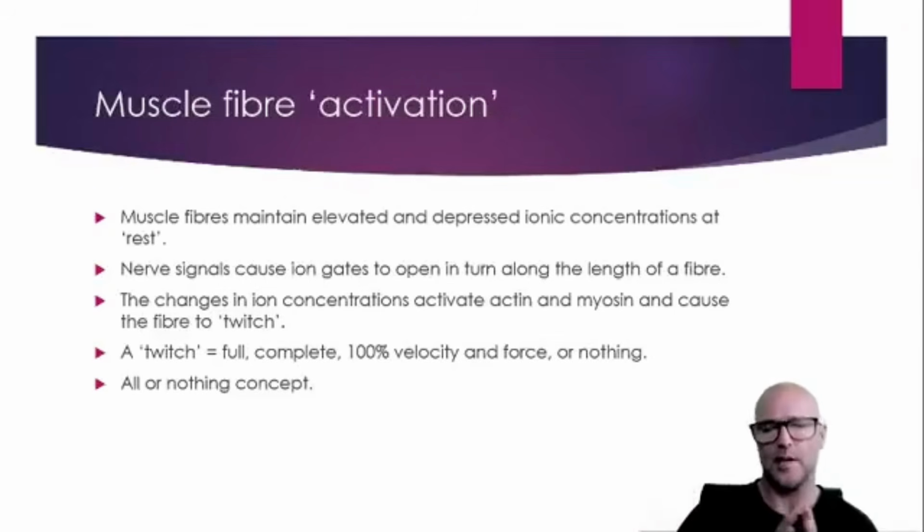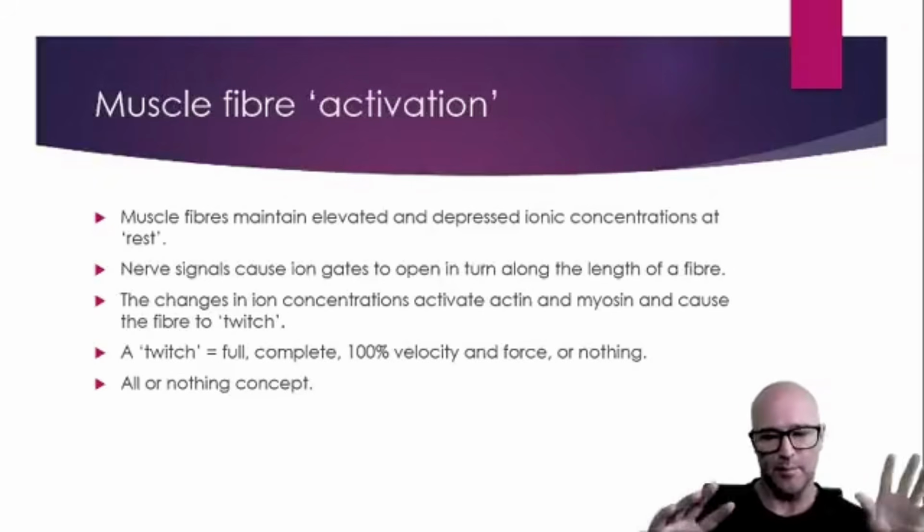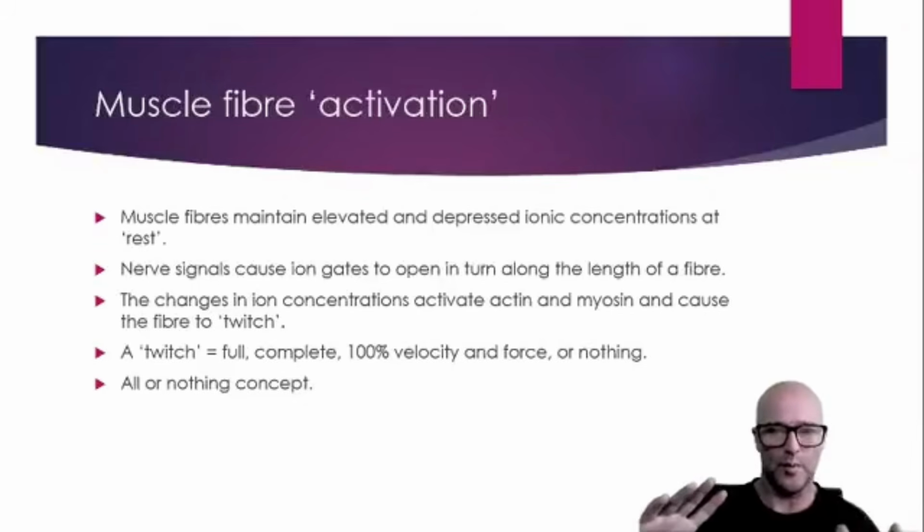Basically, in the resting state, if you like, muscle fibers maintain either elevated or depressed levels of different ions, depending on which ion it is. Sodium in, potassium out, chloride and other ions as well in and out. Basically, what we have is a situation where inside the cell we have certain ionic concentrations, outside the cell we have other ionic concentrations. They're prevented from equalizing across the membrane by the membrane having closed gates, if you like.